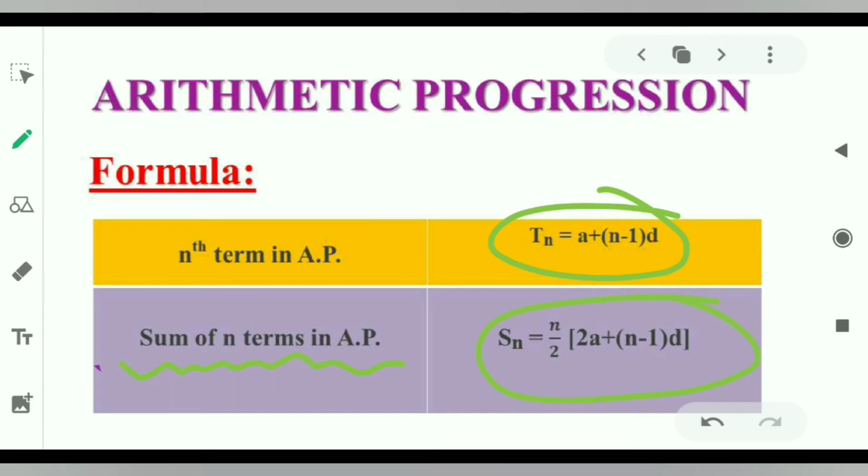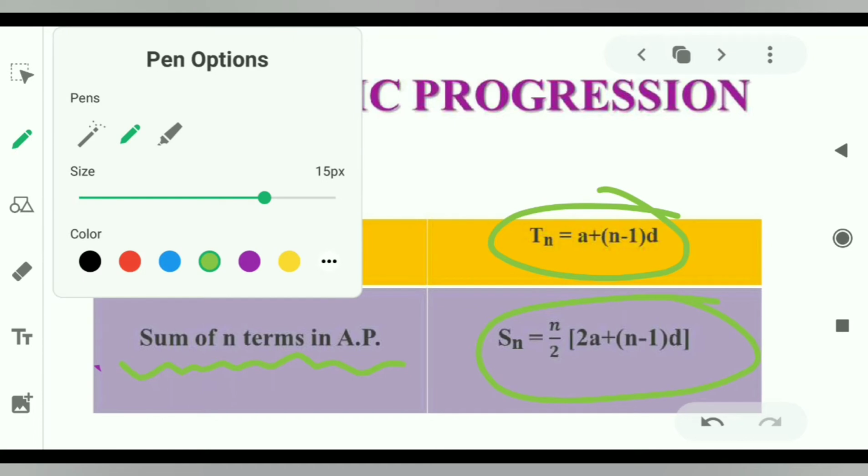Sum Sn is given by n by 2 into 2a plus n minus 1 into d. Here a is the first term, n is how many terms we want to find. Say for example, we are going to find the sum of 25 terms, then in that case n is given by 25. Okay, let's all read the formula one more time.